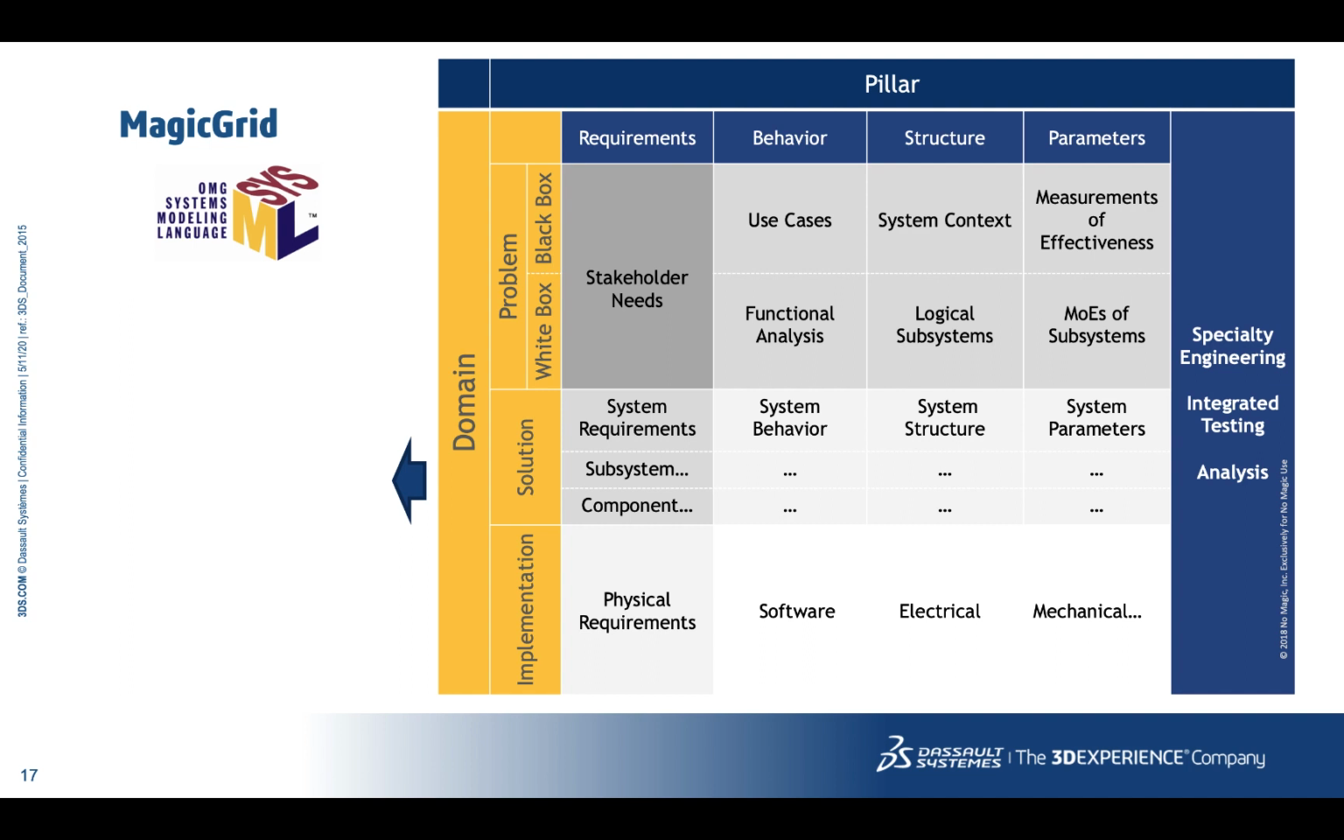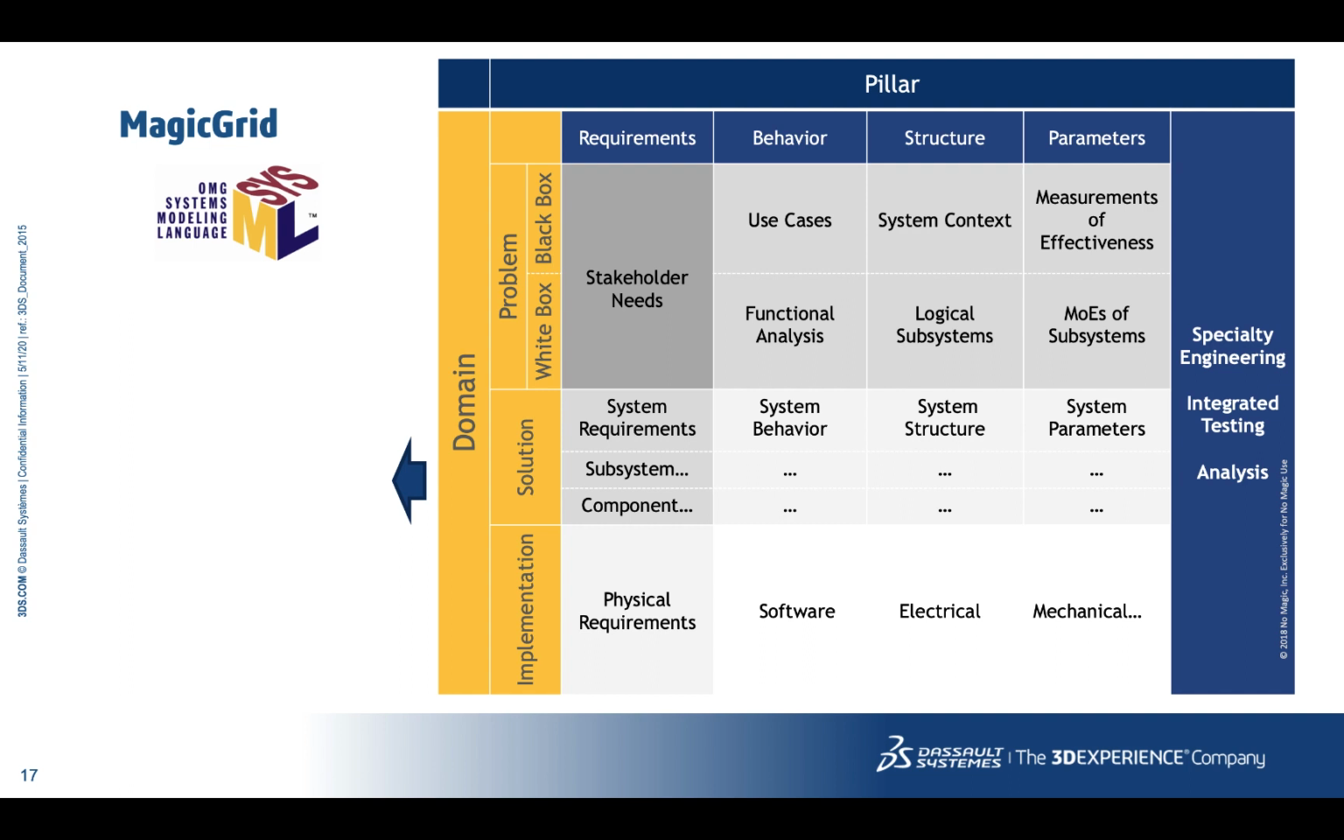Now, if we look into domains, first of all, we have the problem domain. The problem is to describe the problem that we are trying to solve with the system that we are going to design. Then we have the solution domain. This is where we offer one or a couple of different solutions to solve the problem.